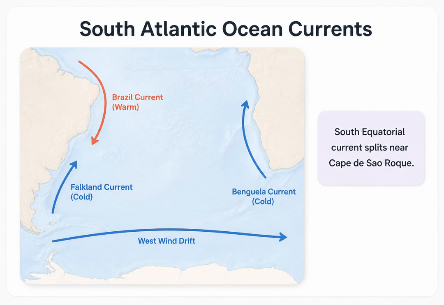Looking at the South Atlantic, the South Equatorial Current splits near Brazil. The southern branch forms the warm Brazil Current, flowing down the South American coast. Due to the westerlies, it swings eastward and meets the cold Falkland Current and the west wind drift. As this drift hits the southern tip of Africa, a branch flows up the western coast of South Africa as the cold Benguela Current, completing the South Atlantic Circuit.